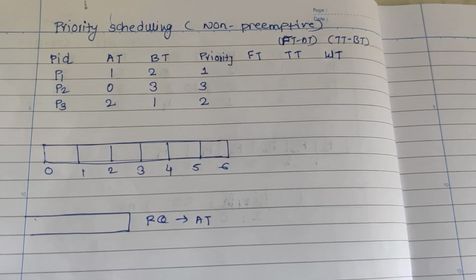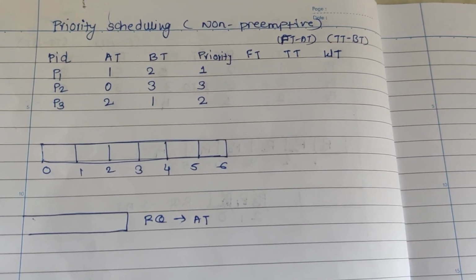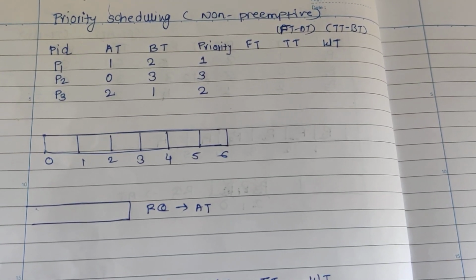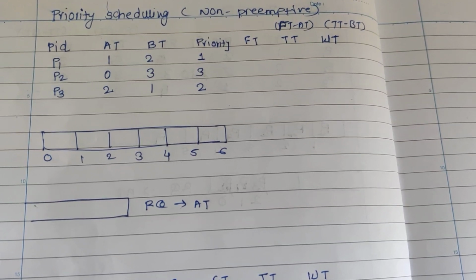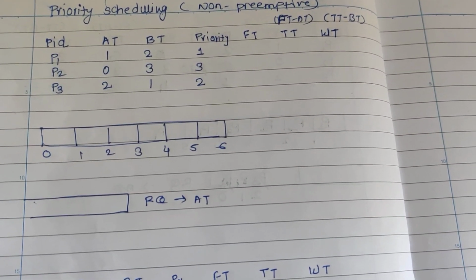Till now we have studied the FCFS approach and the shortest job first approach. In case of FCFS, the selection function is the process with the lowest arrival time that we have to select for execution, and the decision mode is non-preemptive.